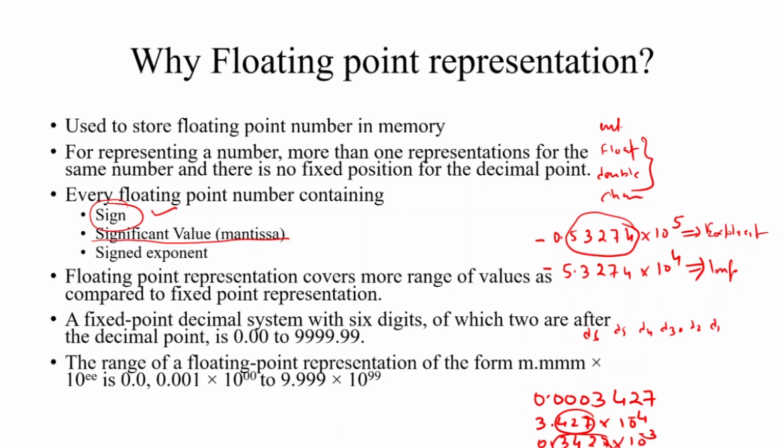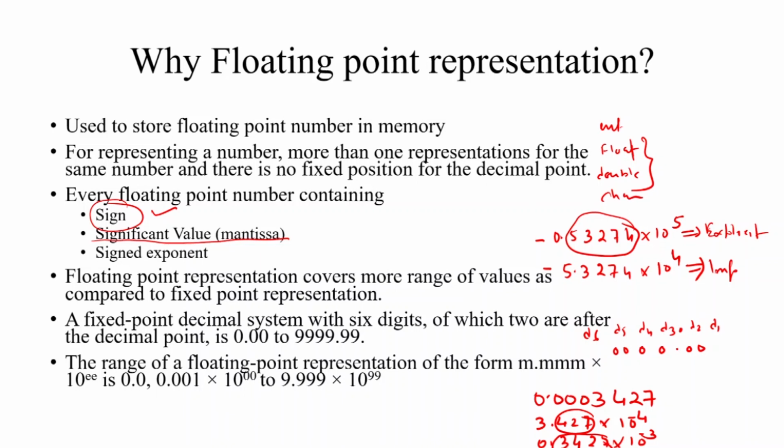So what are the minimum possible number and maximum possible number represented by this type of representation? The minimum number is 0.0000, when all the 4 digits before the decimal point are 0 and after the decimal point are also 0. This simply represents a 0.